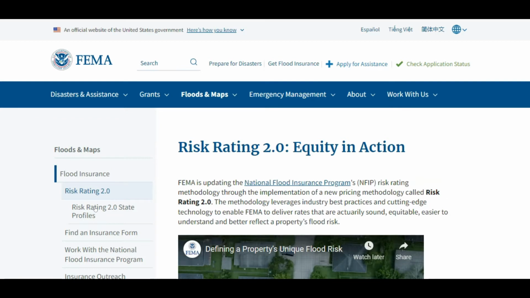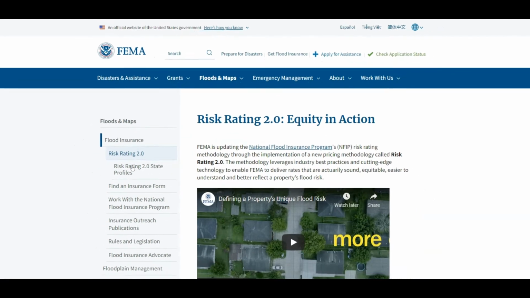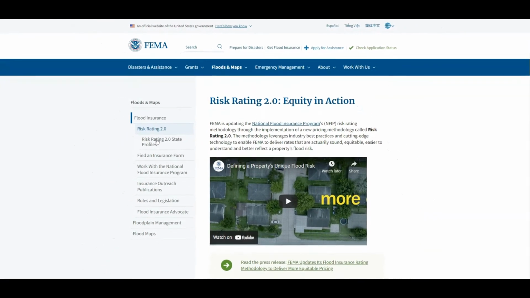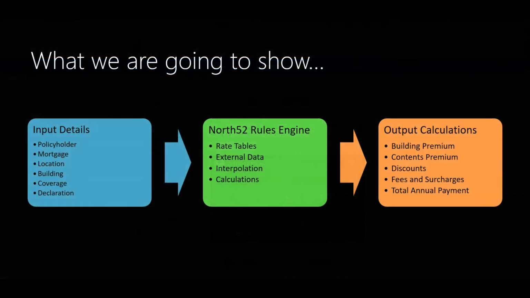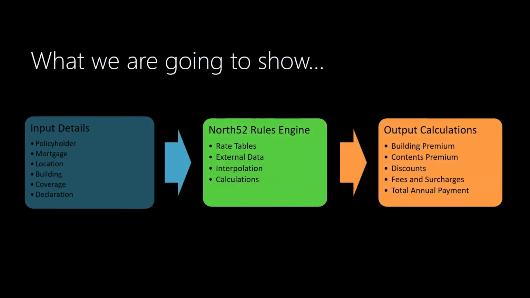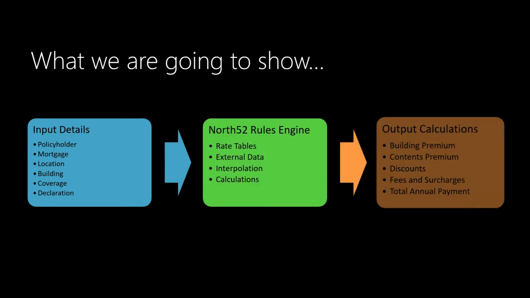The cost of this insurance is determined by the FEMA Risk Rating 2.0 methodology, introduced on the 1st of October 2021. It uses over 35 property attributes, more than 50 rating tables, and over 1,500 calculations. In this video, we'll show how the details on an application are processed using the North52 rules engine to determine the flood insurance premium.